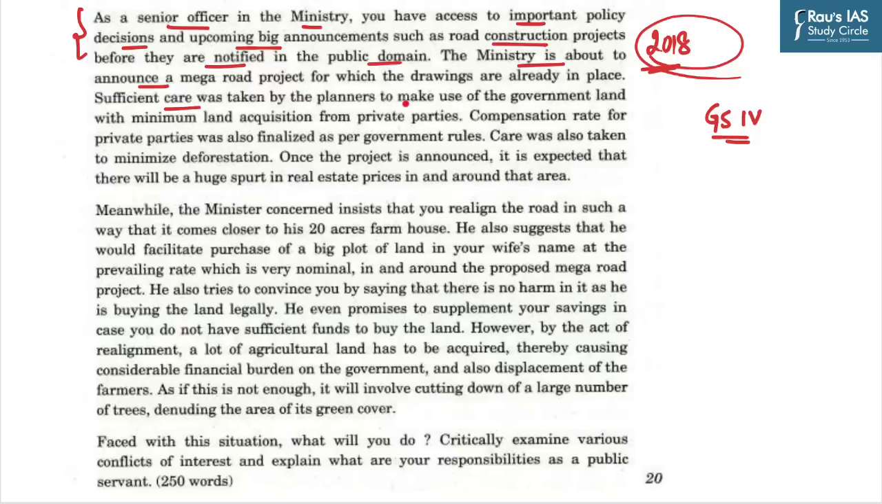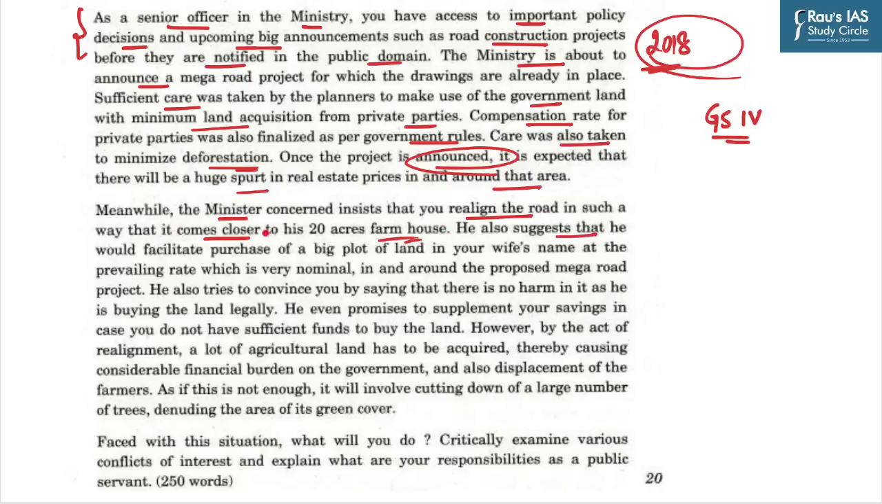Sufficient care was taken by planners to make use of government land with minimum land acquisition from private parties. The compensation rate for private parties was also finalized as per government rules. Care was also taken to minimize deforestation. Once the project is announced, it is expected that there will be a huge spurt in real estate prices in and around that area. Meanwhile, the minister concerned insists that you realign the road in such a way that it comes closer to his 20 acres farmhouse.